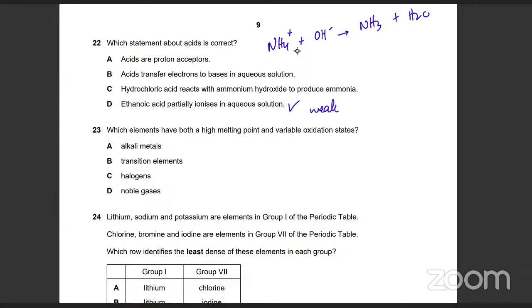So ethanoic acid partially ionizes, it's a weak acid. Organic acids are all weak acids, right? Is that clear? Ethanoic acid में कितने carbons होंगे? 2. And it's a carboxylic acid, so it's double bond O. And there are 3 H's.